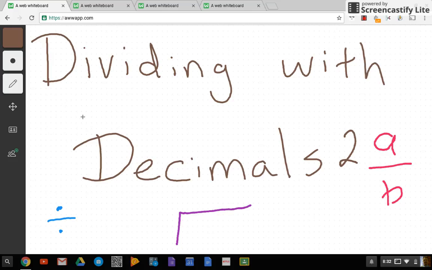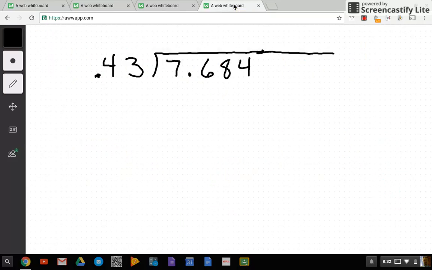Okay, time to finish up our dividing with decimals. We have this problem right here. We are dividing a decimal by a decimal. Now, as we have done in the past problems, since I have a decimal in my divisor, I have got to move it until the divisor becomes a whole number, and in this case, that is 2 spaces. So since I moved the decimal in my divisor 2 spaces, I've got to move the decimal in my dividend 2 spaces, also to the right.